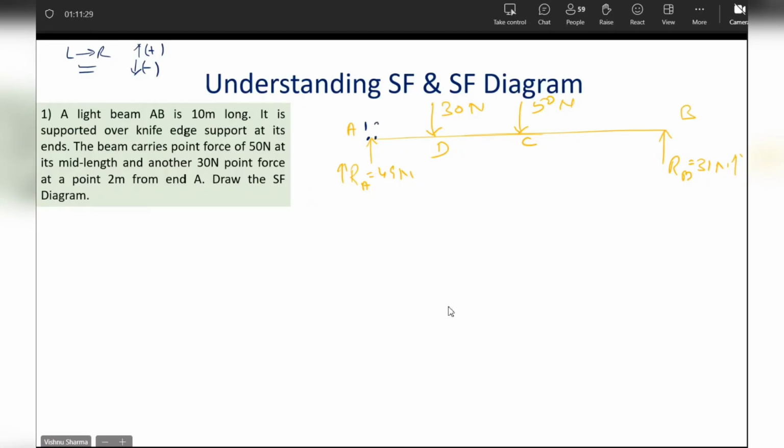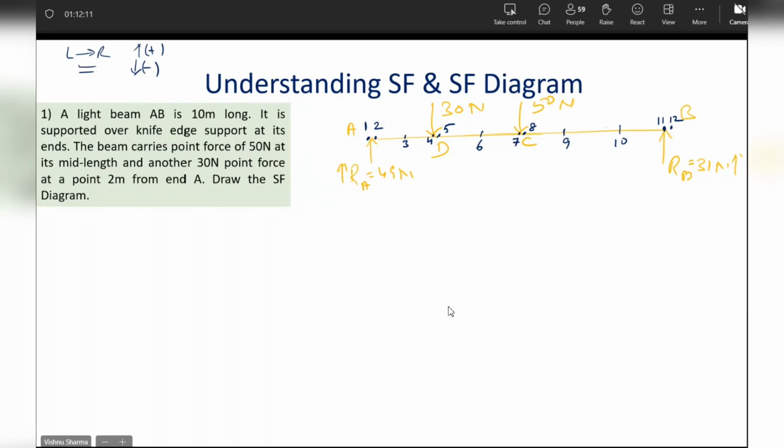Let's say I take point 2, which is just adjacent to point A on the other side. I take point 3 here. Anywhere, I take point 4 just to the left of D. I take point 5 just to the right of D. I take point 6. I take point 7 here. I take point 8 here just to the right of C. I take point 9. I take point 10. I take point 11 just to the left of B. And I take point 12 just to the right of B. So I have taken these 12 points.